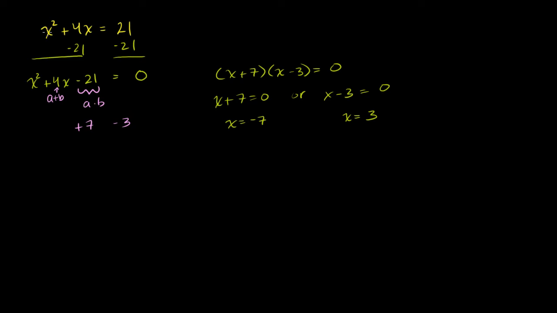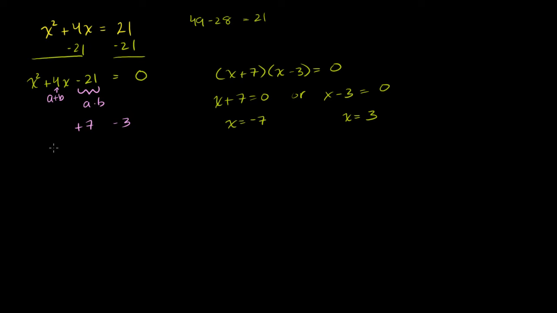You could try it out. If you do negative 7 squared, that is 49. Negative 7 times 4 is negative 28. And that does indeed equal 21. And I'll let you try it out with the positive 3. Actually, let's just do it. 3 squared is 9, plus 4 times 3 is 12. 9 plus 12 is indeed 21. Let's do a bunch more examples.